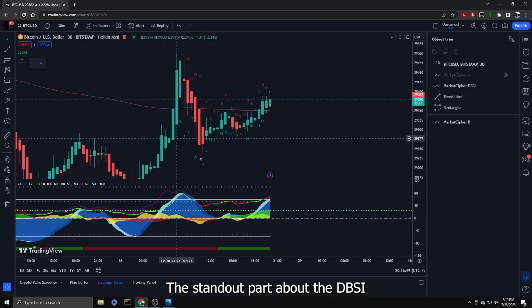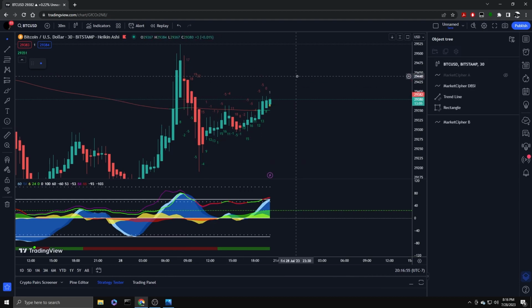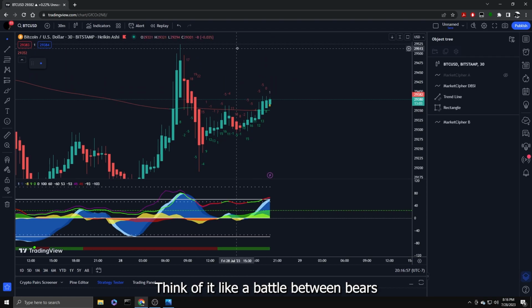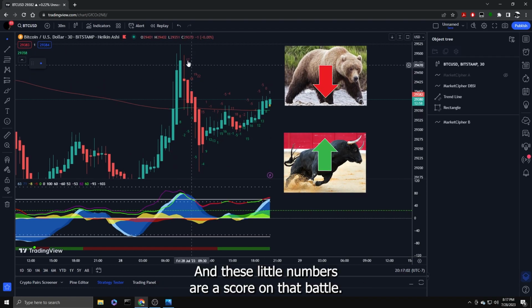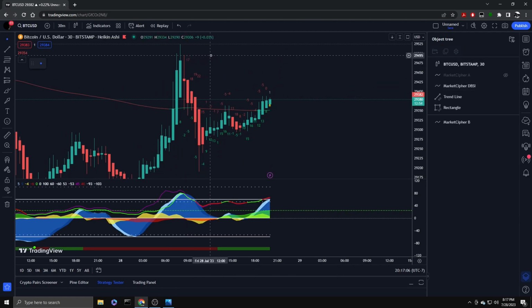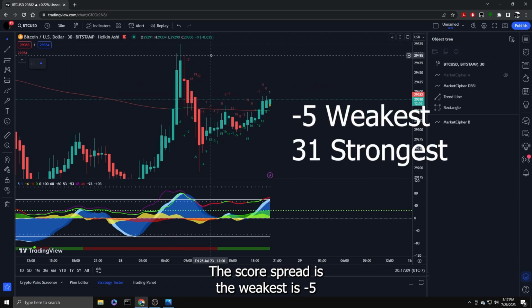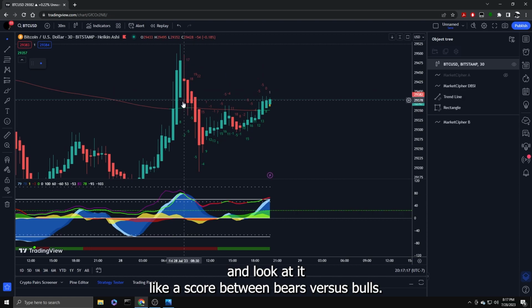The standout part about the DBSI are these little numbers attached to each candle for recent price action. Think of it like a battle between bears pushing down and bulls pushing up. And these little numbers are a score on that battle. The score spread is the weakest is -5 and the strongest is 31. So we're looking at each candle like a score between bears versus bulls.